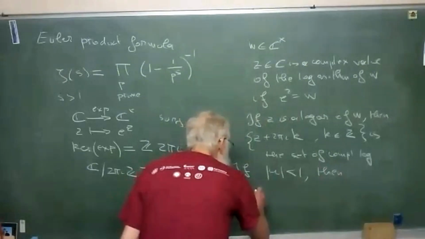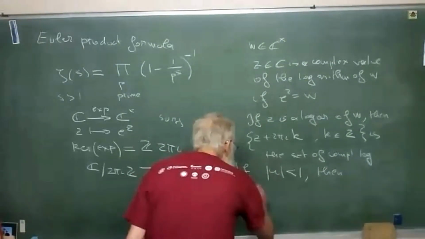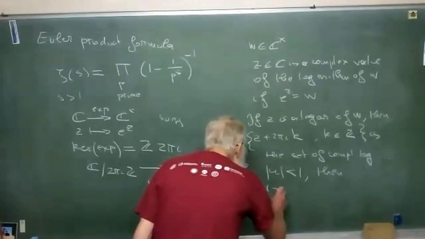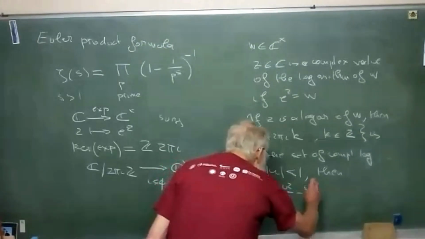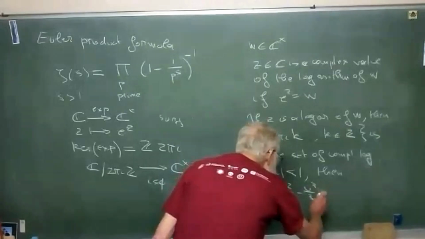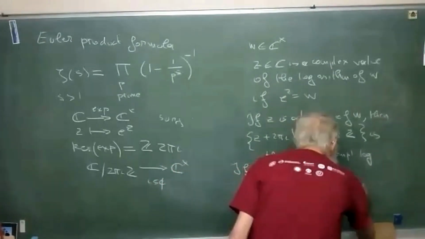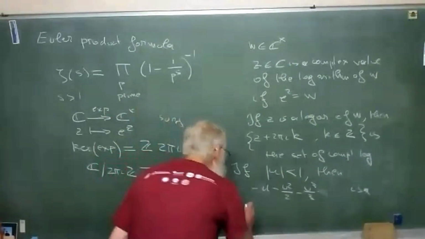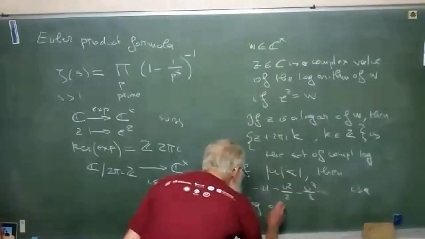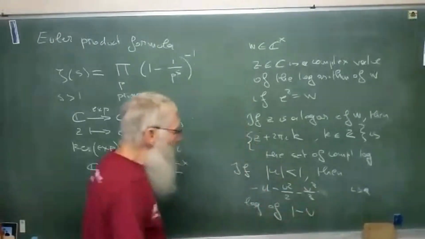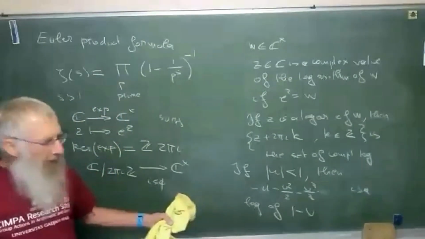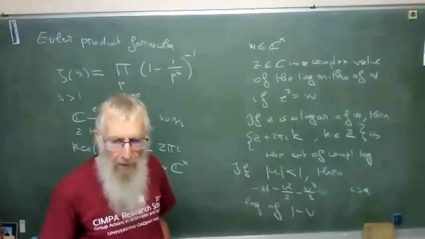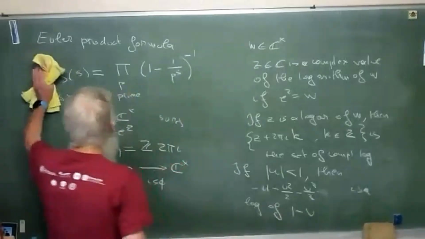So it is U minus U square over 2, plus U cube over 3, minus, and so on, is a logarithm. First of all, it is convergent as a series of complex numbers, and it is a logarithm of 1 plus U. So sometimes it will be convenient to write this as the principal value of the logarithm.